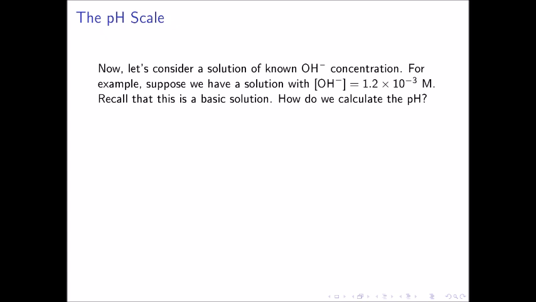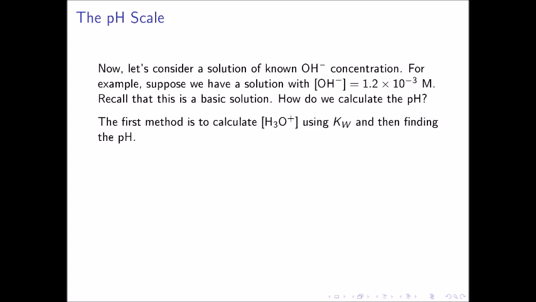To this point, we have only considered the hydronium ion concentration, but we know that we can define a solution in terms of hydroxide ion concentration as well. For example, suppose we have a solution with a hydroxide ion concentration of 1.2 times 10 to the negative 3 molar. Recall that this is a basic solution because our hydroxide ion concentration is greater than 1 times 10 to the negative 7 molar. How do we go about calculating the pH in this case? Well, there are 2 methods.